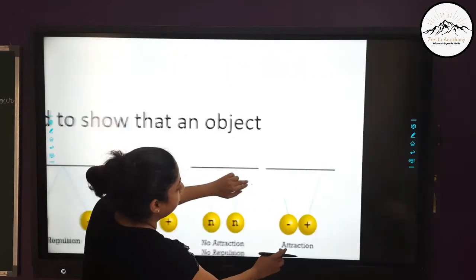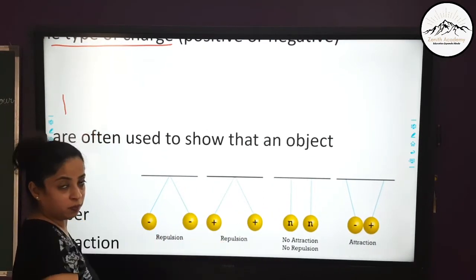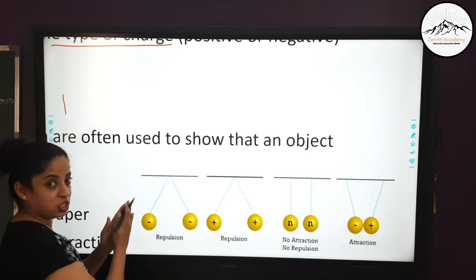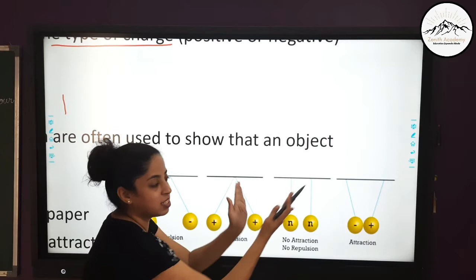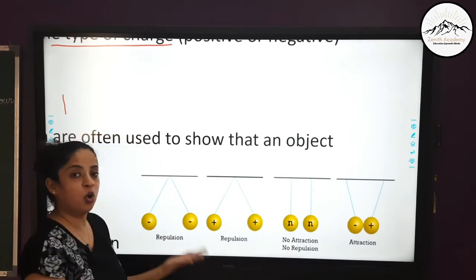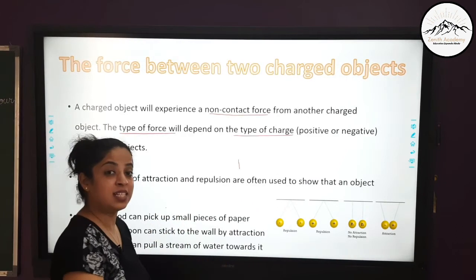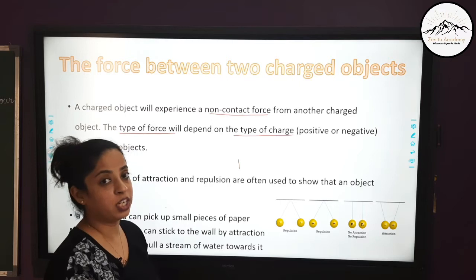So we all know that when we bring two similar charges together, two like charges always repel each other and two unlike charges always attract each other, whereas neutral objects have no effect on each other. So by seeing the properties of attraction and repulsion, we can say whether a body is charged or not.